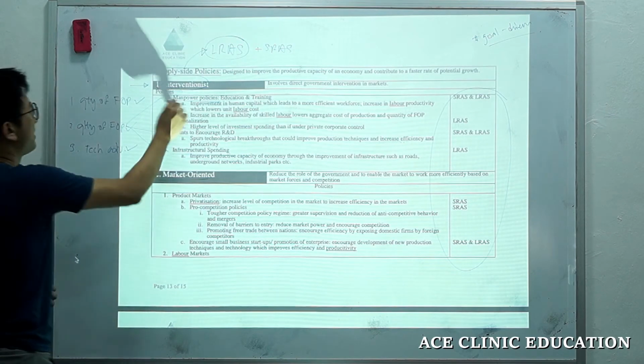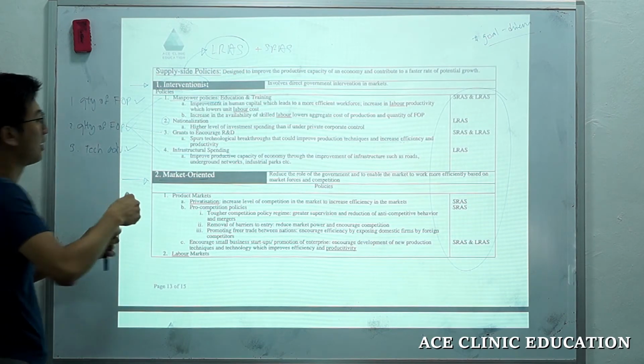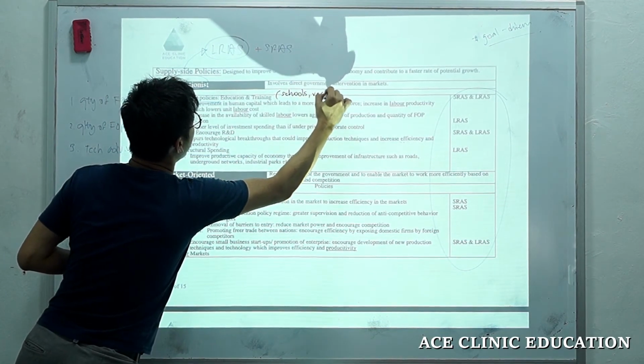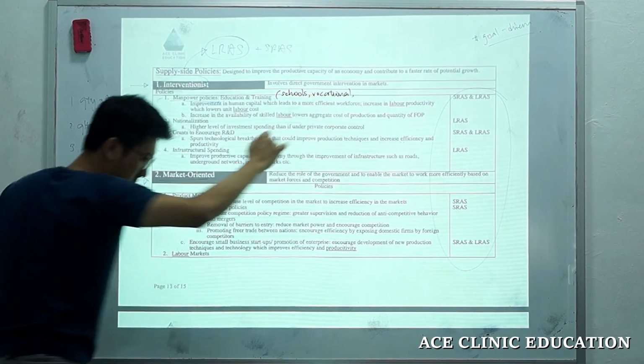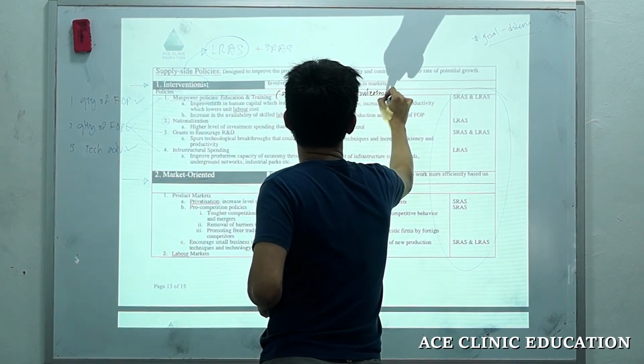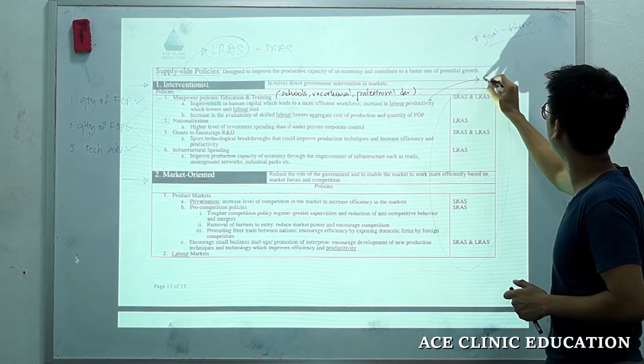The interventionist policies. The first one is manpower policies. So we're talking education and training. Right? So of course, what education and training? It starts from things like schools, right? But beyond schools, you can also talk about vocational training. Right? You can talk about professional development. So what's a very big thing in Singapore for this right now? Skills Future.